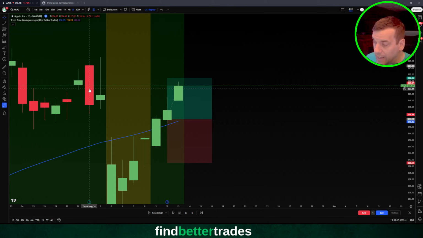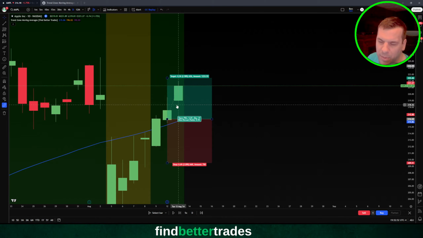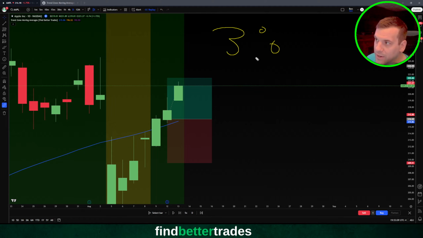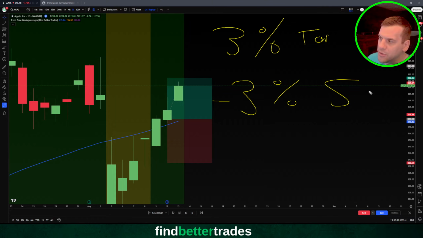In this case, you can do options. You can actually grab shares as well. But for such a small move, I like to target around 3%, so not a ton. But when you're talking about options, that's a big deal. So basically the idea here is you're going to go for a 3% target. And then minus 3% is going to be the stop loss.